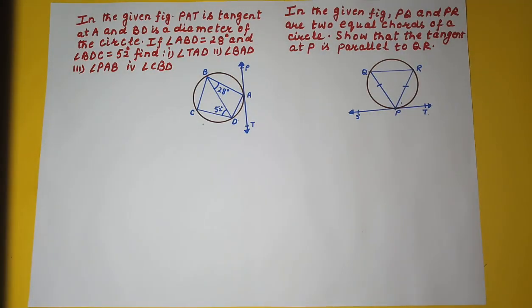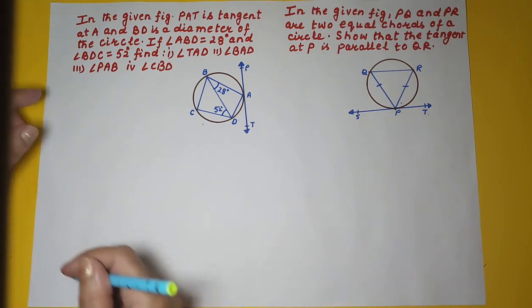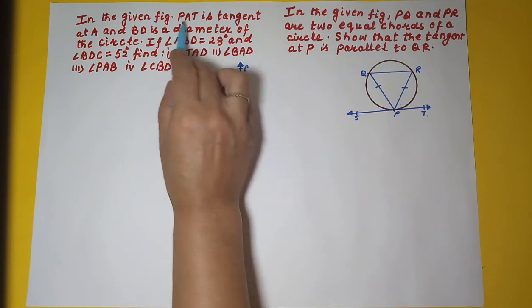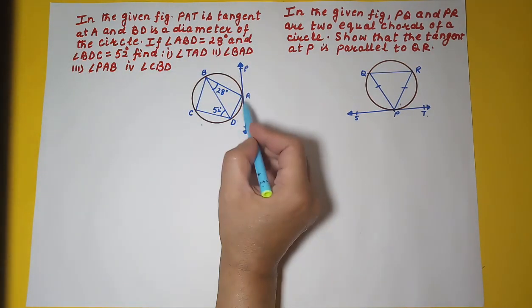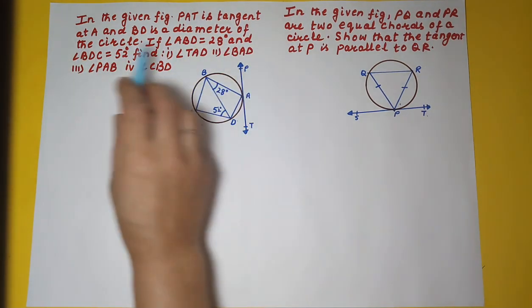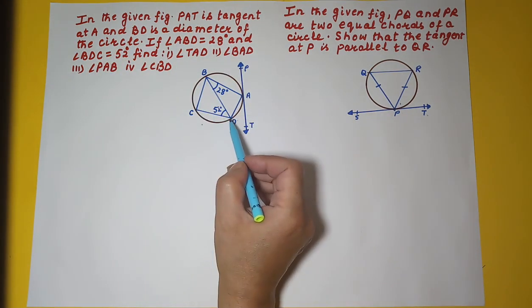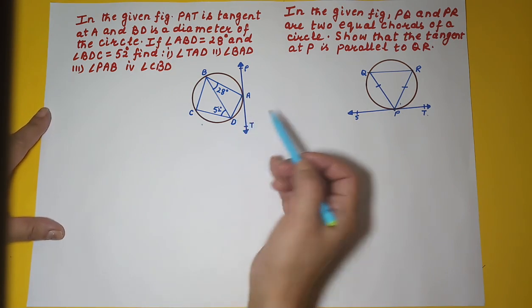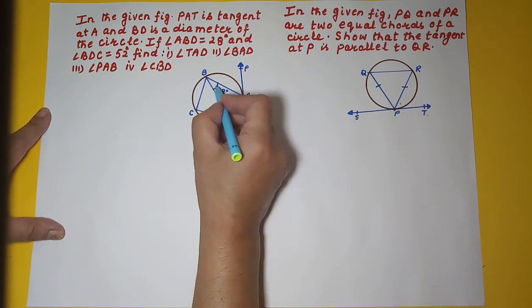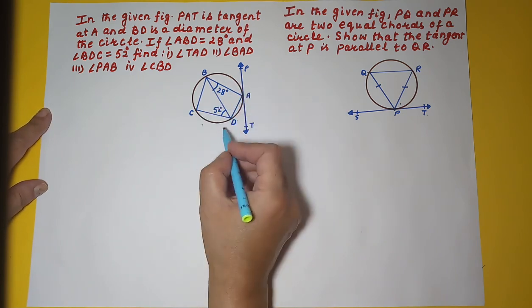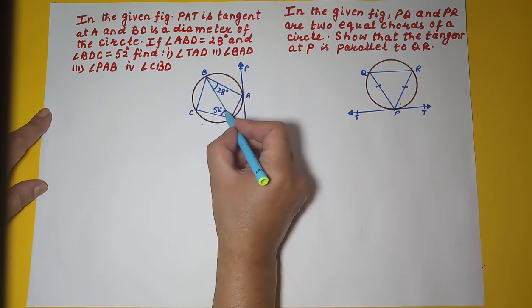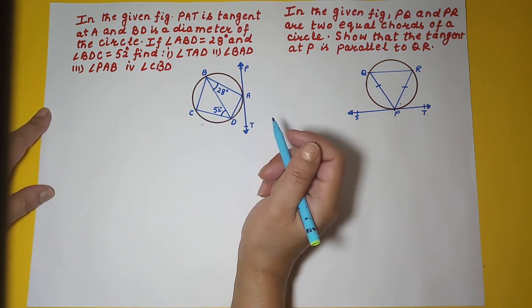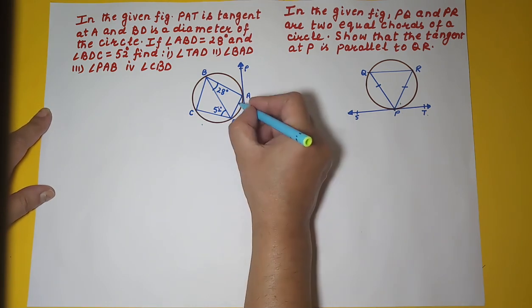Okay. Now, another question. He's saying that in the given figure, PAT is tangent at A and BD is the diameter. He has given that BD is the diameter of the circle. If ABD is 28, that means this angle is 28, and BDC, this angle is 52, we have to find PAD, that means this angle.